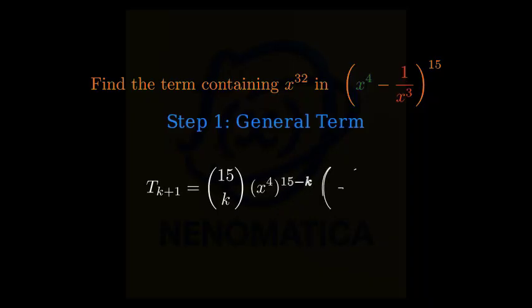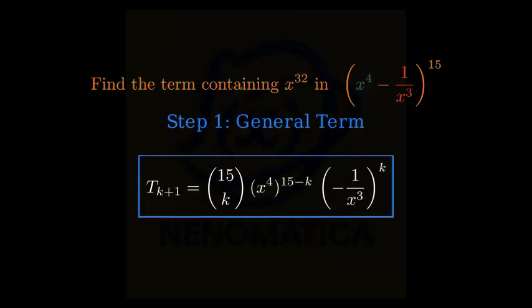So the general term is t sub k plus 1 equals 15 choose k, (x to the 4) to the power 15 minus k, times (negative 1 over x cubed) to the power k.